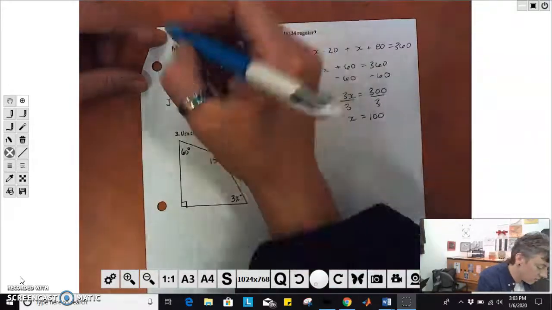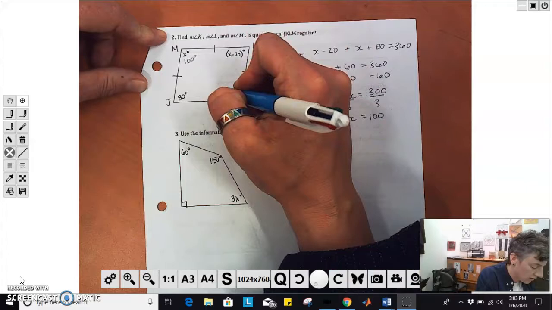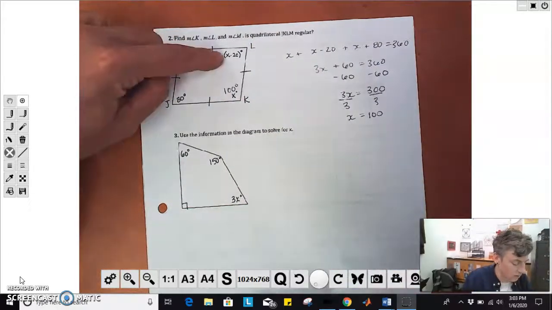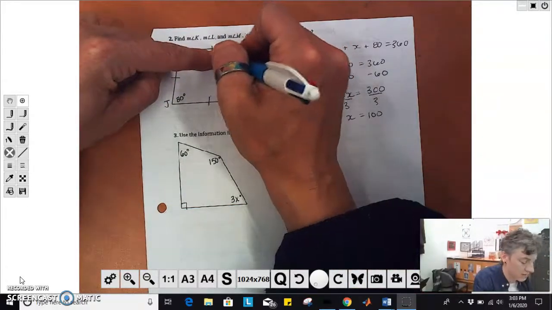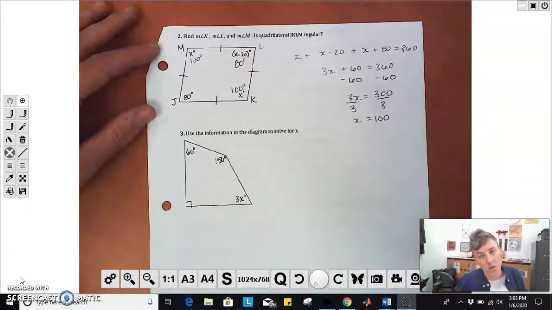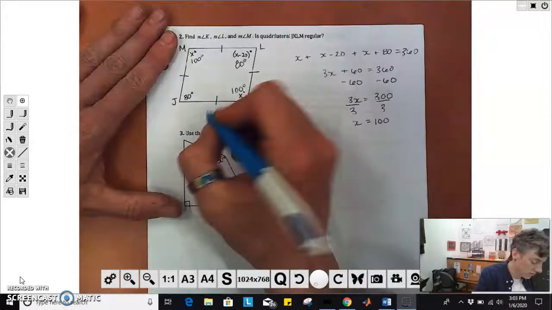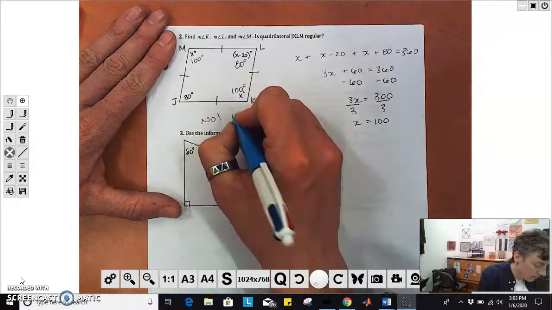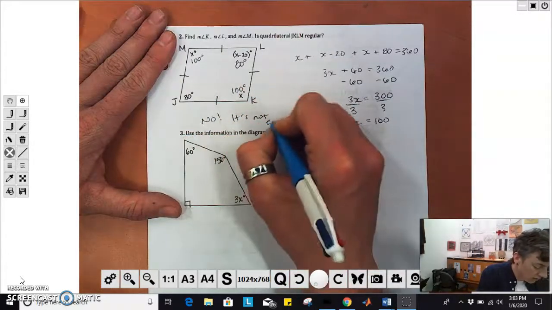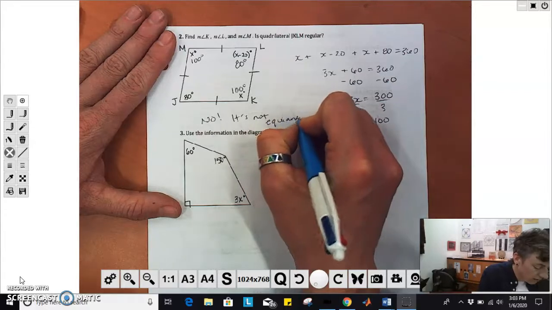So we've got these 2 angles that are 100 degrees. This one is 100 minus 20, so that's 80 degrees. Is this regular? No, it's not equiangular.